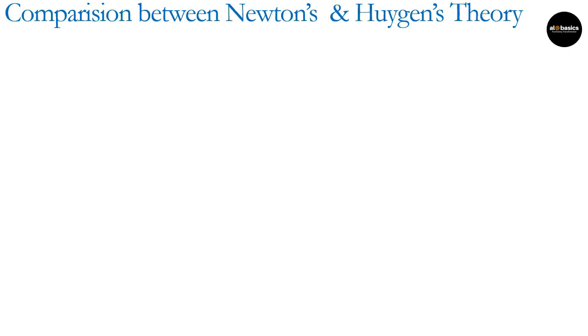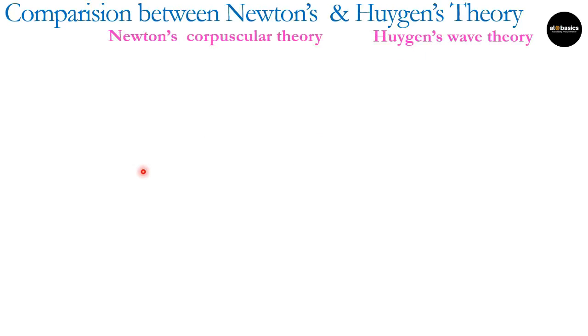Let us compare Newton's and Huygens' concepts regarding the nature of light. Newton said that light is in the form of particles, that is Newton's corpuscular theory, and Huygens said that light is in the form of waves. This comparison we are doing so that we can keep in mind both these theories very easily, because comparison is the best tool to learn that particular thing, and we'll do this comparison on different points. First point of that is nature of light.